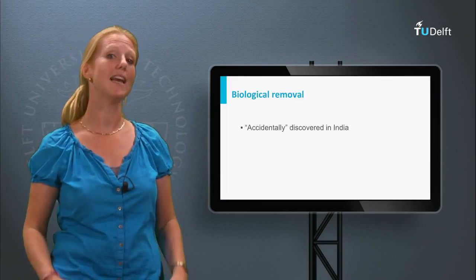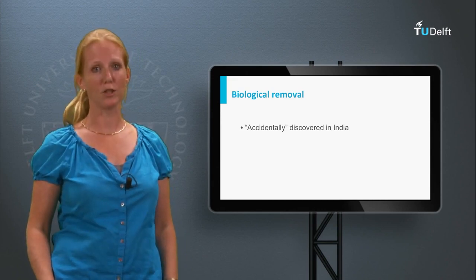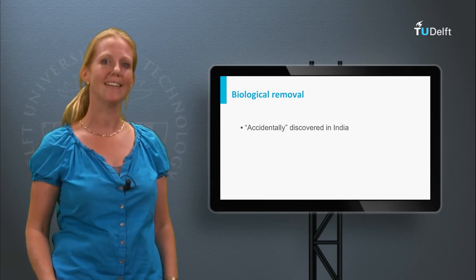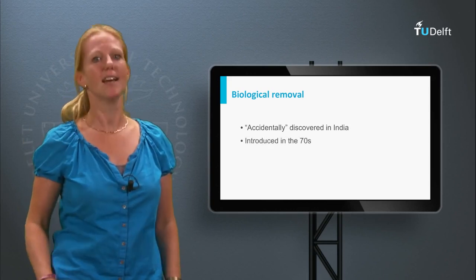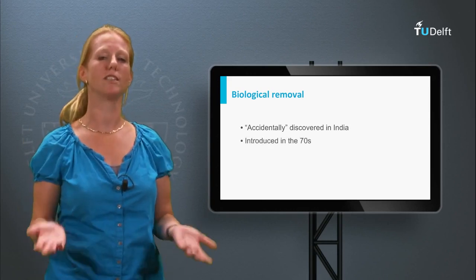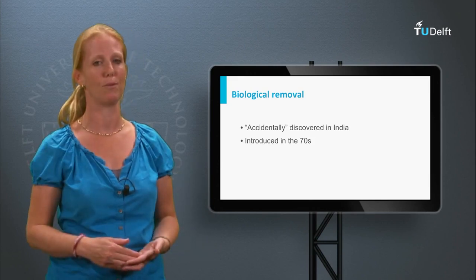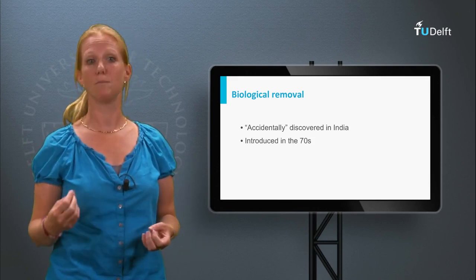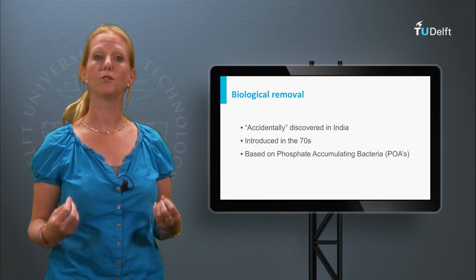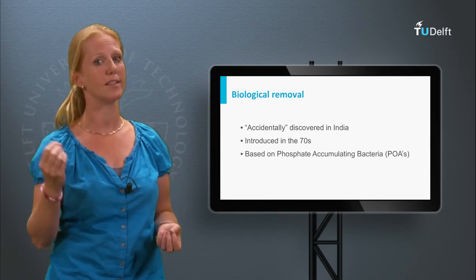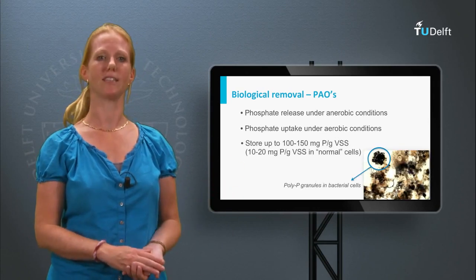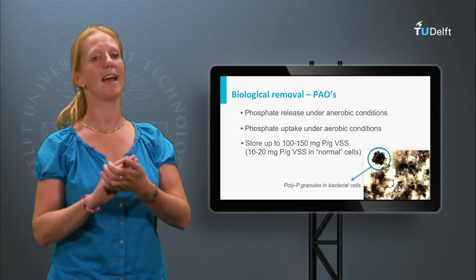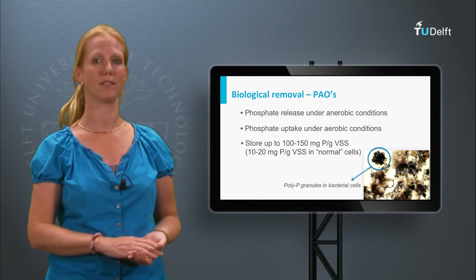Around 1959, the process of biological P removal was accidentally discovered in India. And at the end of the 1970s, it was introduced as a technology for phosphorus removal. The process is based on the presence of phosphate accumulating organisms, or in short, PAO. These organisms need alternating anaerobic and aerobic periods.